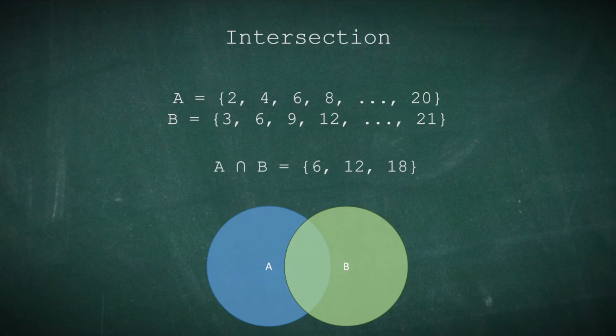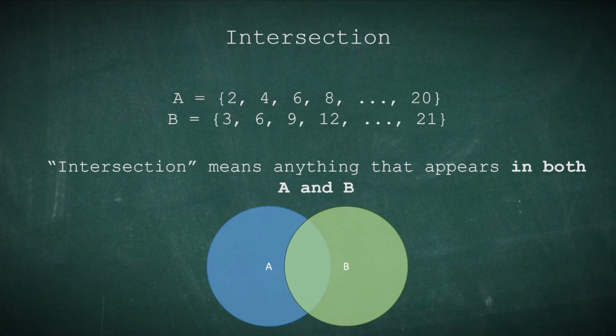Intersection means anything that is found in both sets. For example, in the set of A intersect B, 6, 12, and 18 would be there because they appear in both sets. An easy way to think about intersection is it appears in A and B. Intersection simply refers to that part of the Venn diagram where A and B overlap.